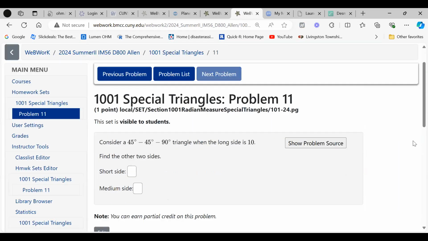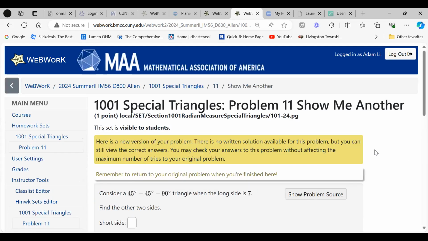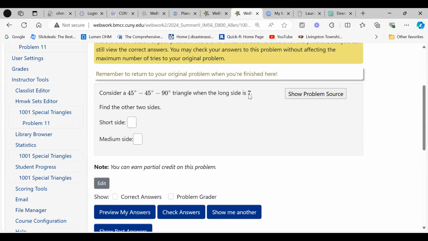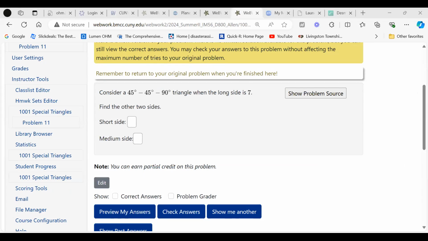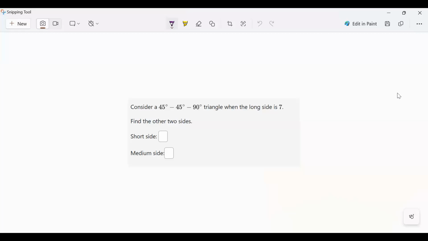45 degrees. Okay, you're going to try this, but this is the last question. The long side is 7 units. You want to find the short side and the median side. No short side, right? Both sides are the same. So two equal sides, right? A 45-degree angle gives us two equal sides. I want you to find out those two equal sides. Okay, give it a couple minutes. Try this.